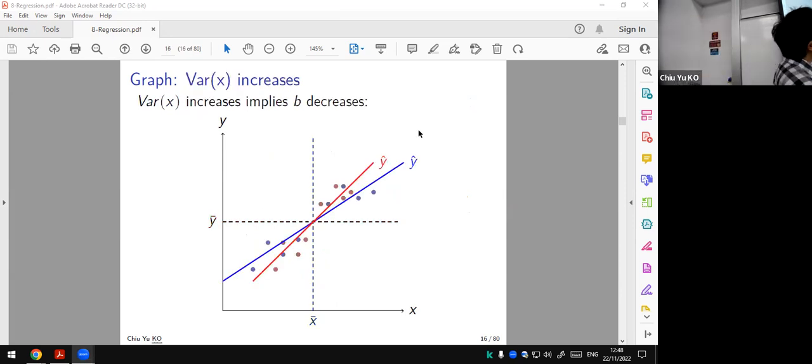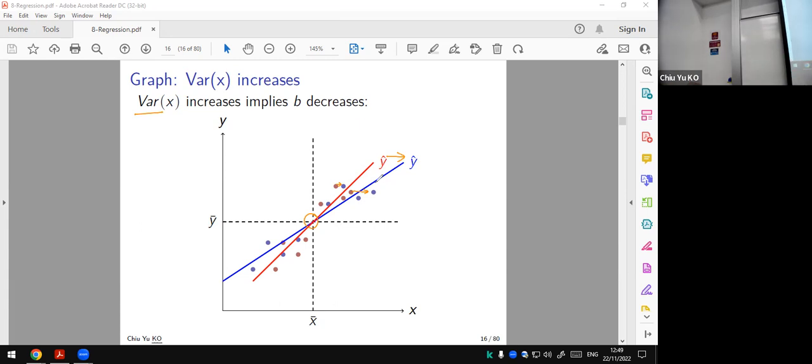The reason is because the line must pass through the center. Suppose you keep the mean of X and increase the variance, so everything just rotates from red to blue, because Y doesn't change. You just magnify the scale, so everything is more separated from X bar. So we do not increase the mean, we just increase the variance.